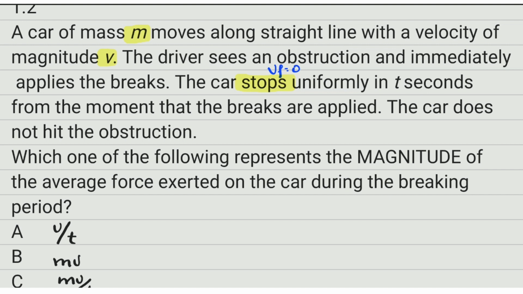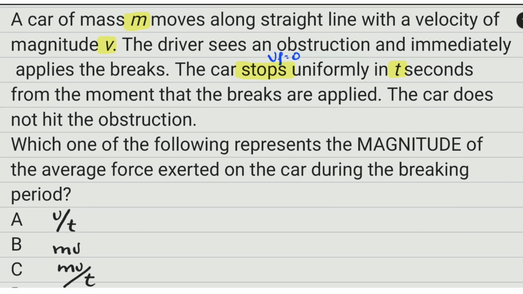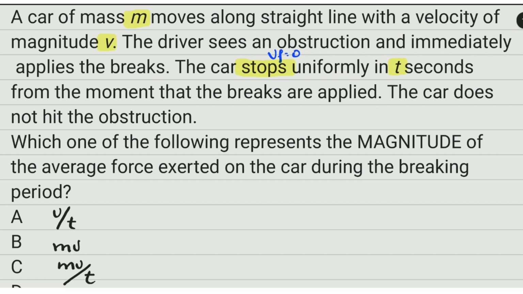That means the car stopped uniformly in t seconds. This is the time they give you, t seconds, from the moment the brakes are applied. The car does not hit the obstruction. Which one of the following represents the magnitude of the average force?